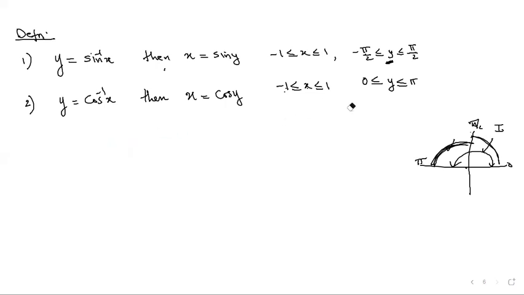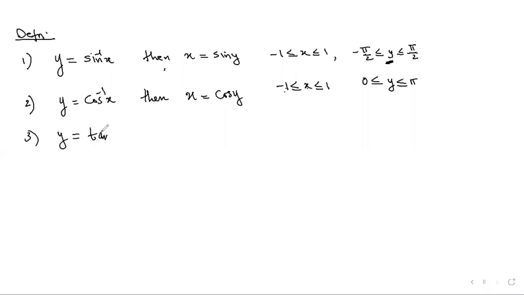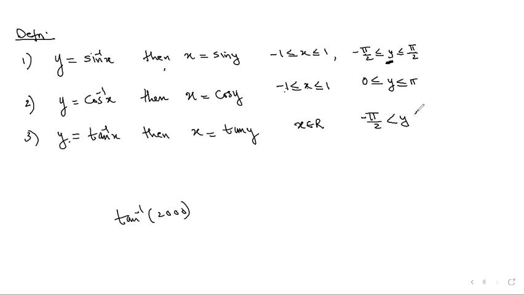Now these are the two important ones. Other things are just easy to understand. Tan inverse x will be similar to sin inverse x. Y is equal to tan inverse x, then x should be tan y. And the value of x is any real number. Tan inverse x, x can take any real number. Even tan inverse of 2000 you can find. No problem. You will find some angle for which tan becomes 2000. But the angle y will be only from -π/2 less than y less than π/2.